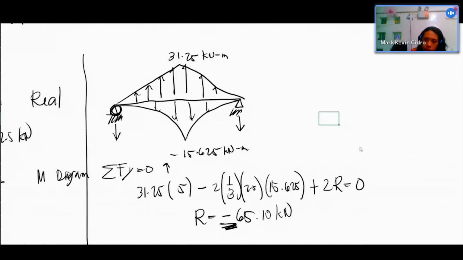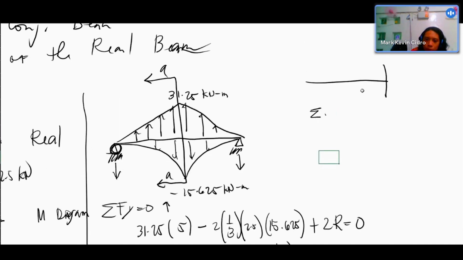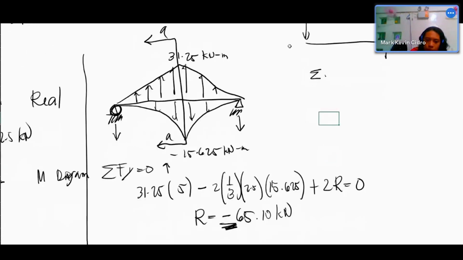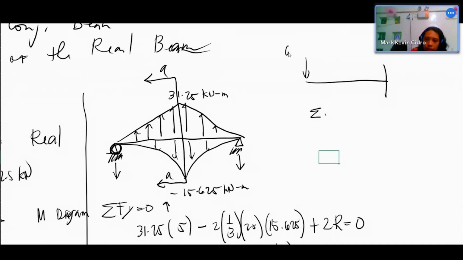Now we take the moment. What is the moment at the midspan? Summation of moment: we pass a cutting plane, taking the left side of the cutting plane. The cutting plane is AA. This is your cutting plane. There is a force here, 65.10, downward.